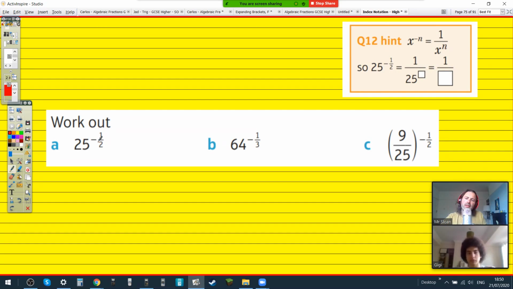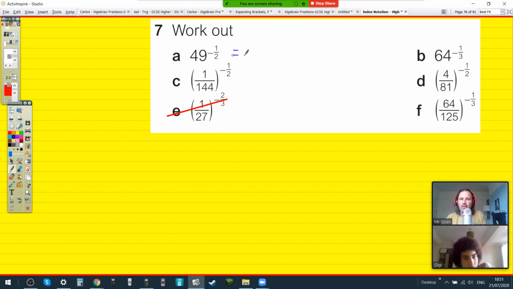Okay, so A, you have a power of a minus and a half. And so how would you do that? It is 1 over 25 to the positive. And what is 25 to the half? Square root of 25. So 1 over square root of 25. So 1 over 5. Yep.